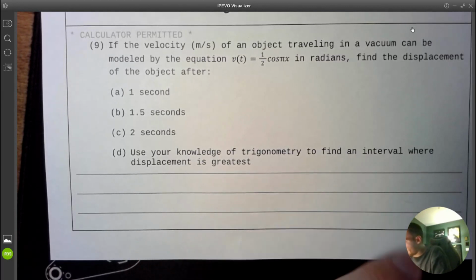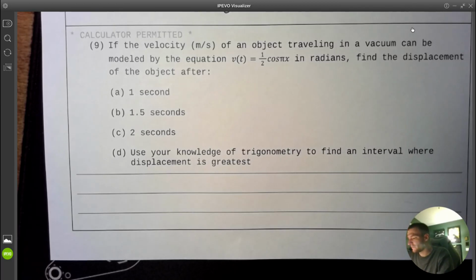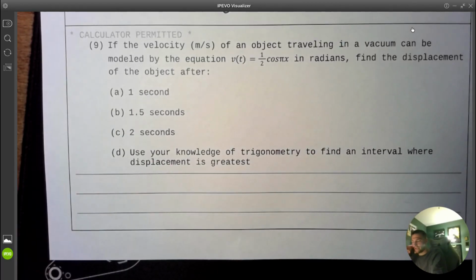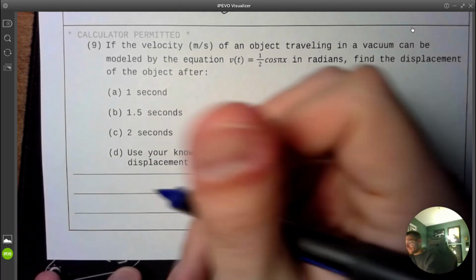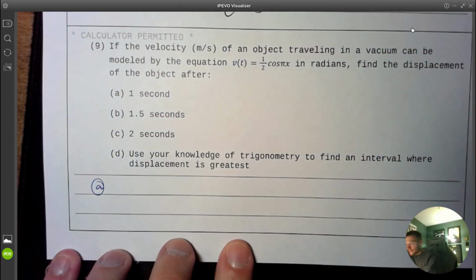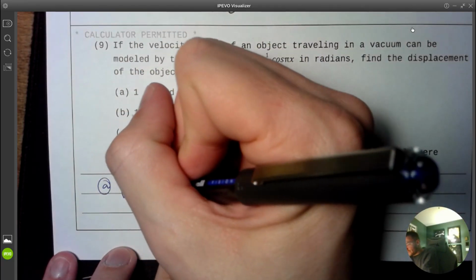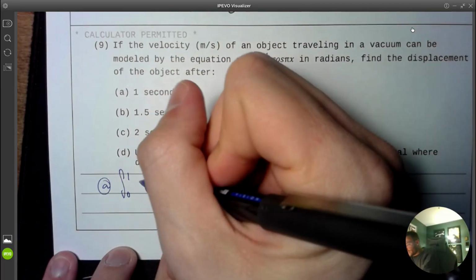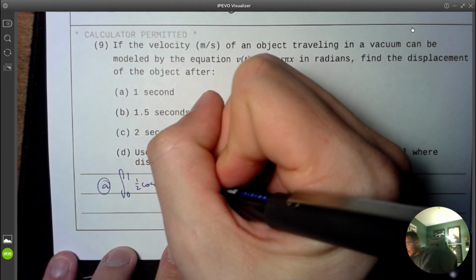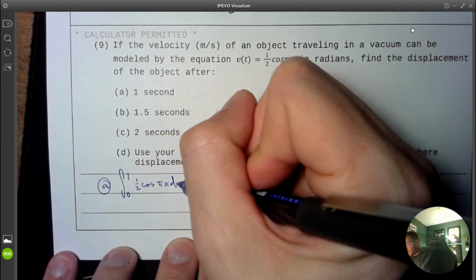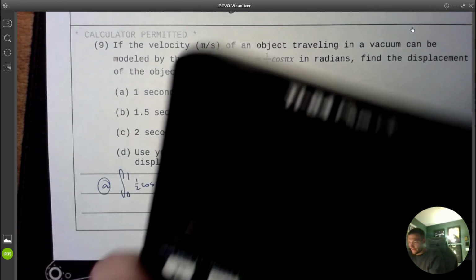We're cruising. If the velocity of an object traveling in a vacuum can be modeled by the equation v of t equals 1/2 cosine pi x in radians, find the displacement after 1 second. Calculator permitted. I do C. A. That would be the integral from 0 to 1 of 1/2 cosine pi x dx. Calculator time.